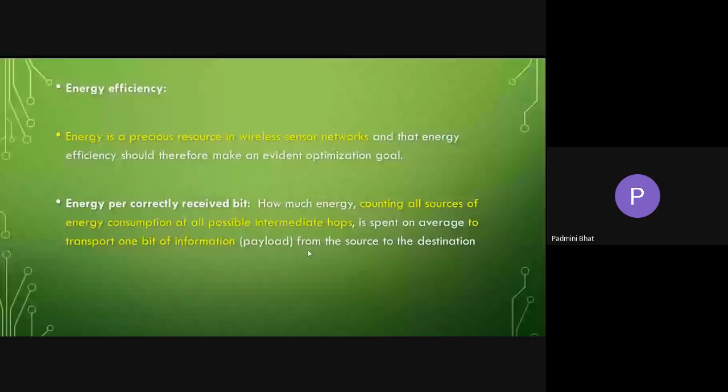Just to transmit one bit, if we are using too much power, then we need to check if any other alternative is possible. That is actually power efficiency calculation. Energy per reported event: average energy spent to report one event.